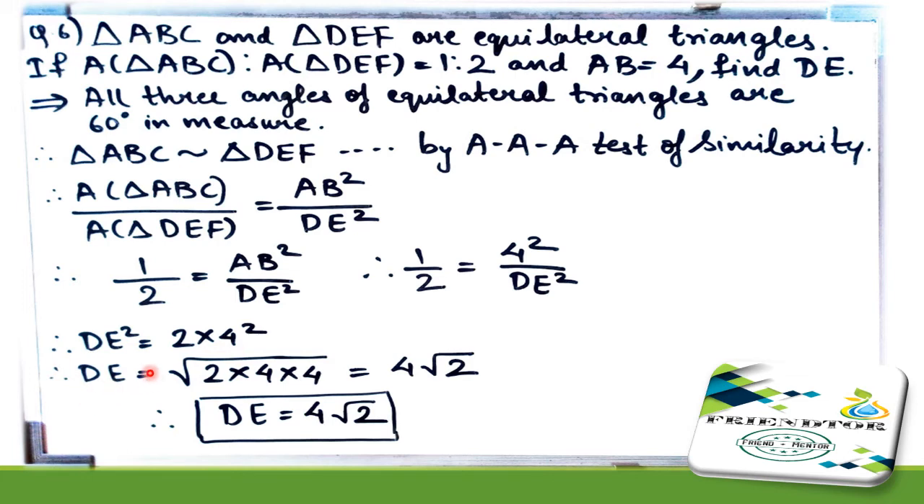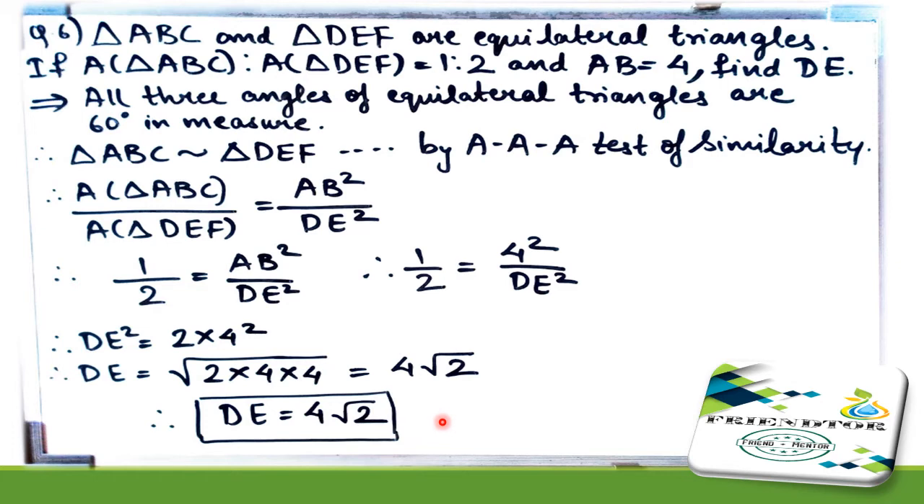That means, applying square root on both sides, DE square becomes DE, so DE is equal to square root of 2 into 4 into 4. Within the roots, when a factor is repeated twice, the factor comes out. If it is once, it remains within the root, correct? So this will be 4 root 2. The power of 4 is 2, so 4 came out. Here the power of 2 is just 1, so it remains within the square root. So that is 4 root 2. Therefore DE is 4 root 2.